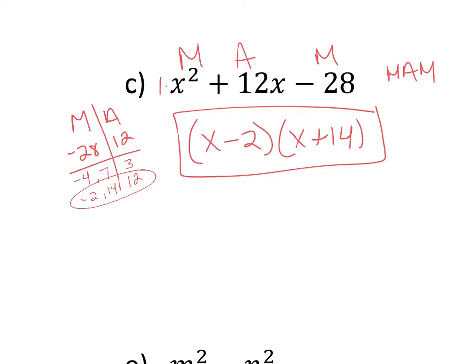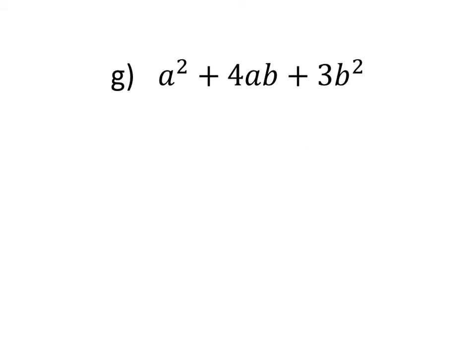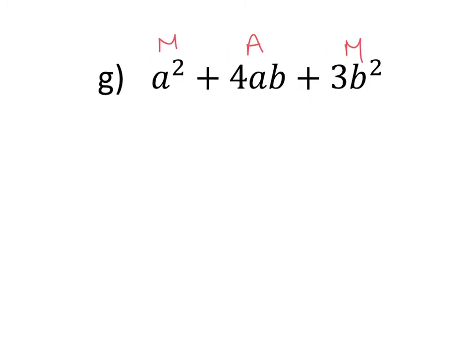Let's take a look at letter G. Okay. Always check for GCF. I have a coefficient of 1 here, so I know I can't pull out any numbers. I have A's, no A's. I can't pull out any letters, so no GCF. It's not a binomial, so I can't check for DOTS, but it is a trinomial, which means I can check for MAM. Doesn't mean it's necessarily going to work, but we're going to try.